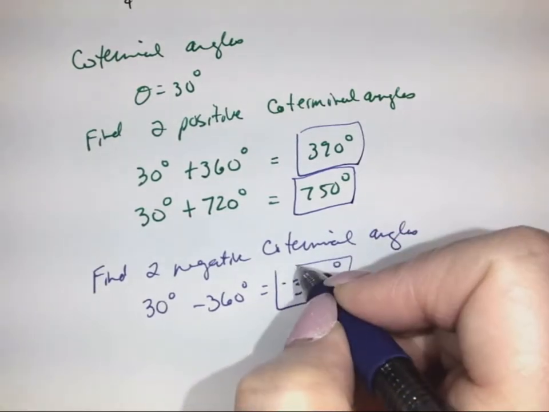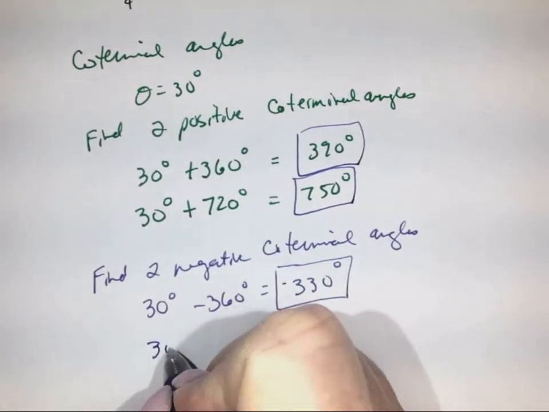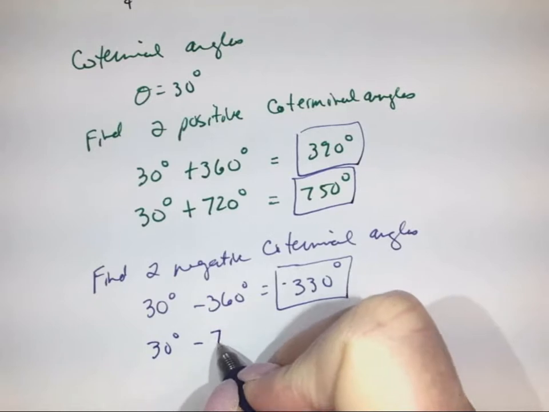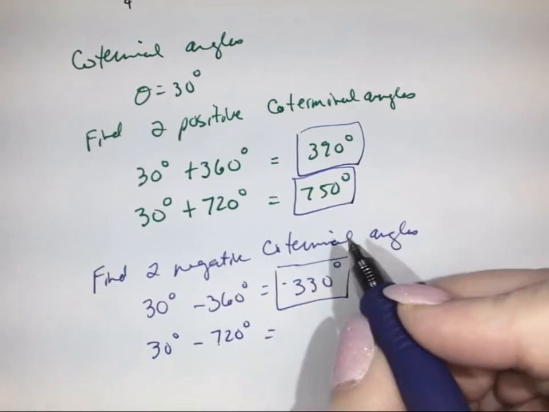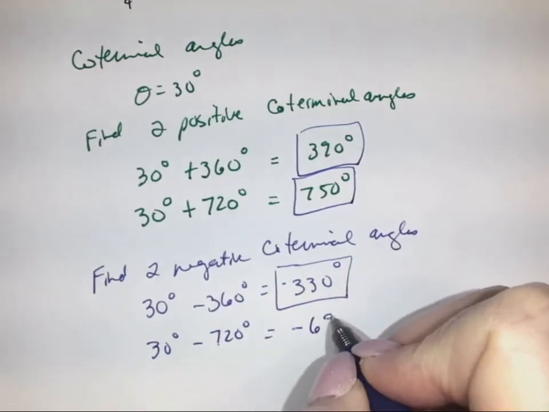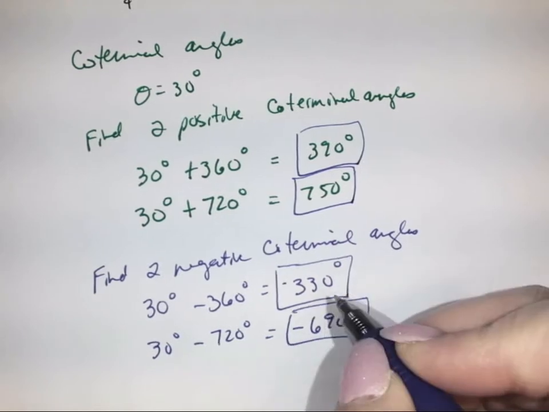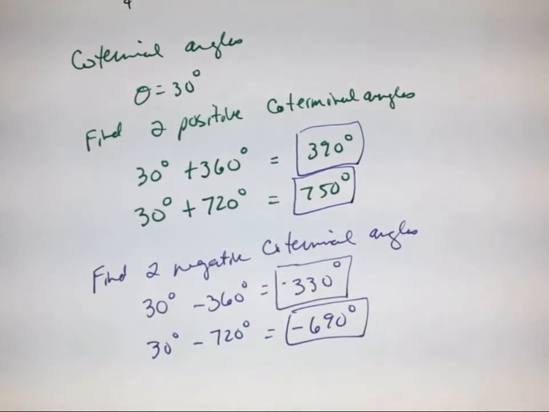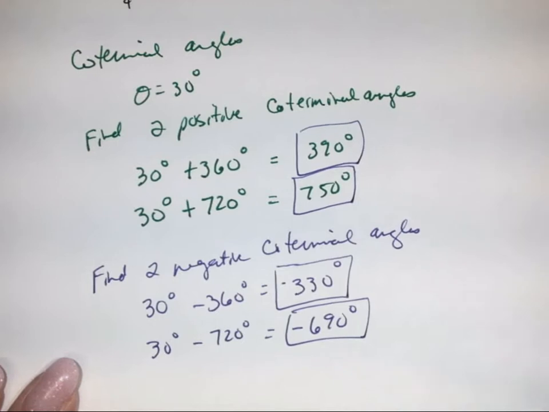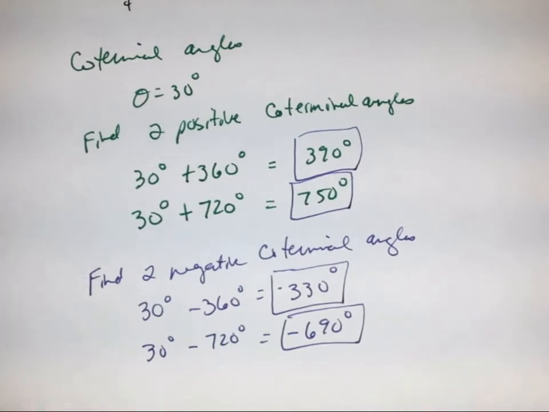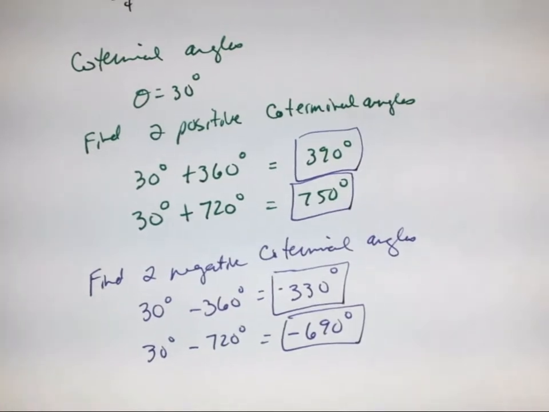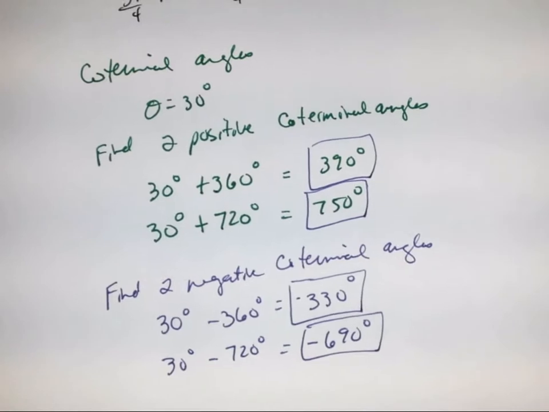And then I'm going to do the same thing like I did last time and take 30 degrees minus 720 degrees this time. And that'll get me negative 690 degrees. So I have found two angles that are coterminal with my original 30-degree angle. So that means they're all going to stop at that same point. So let's go find some that are pi's.